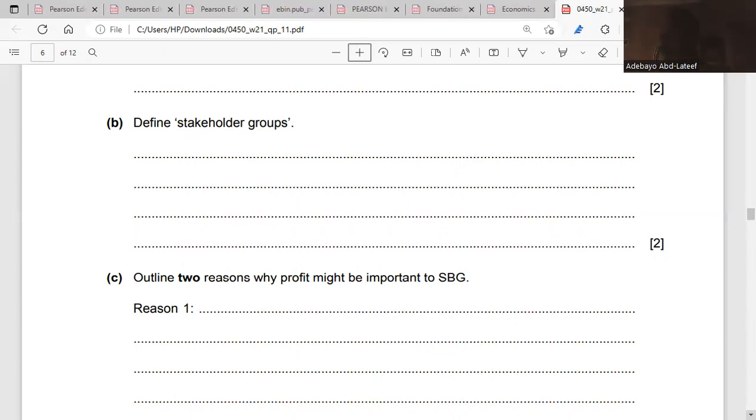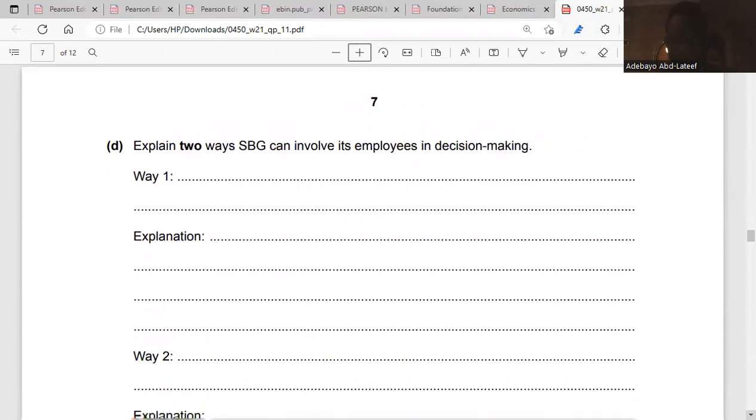Very clear. Okay. D explains the ways SVG can involve its employees in decision making. How do you involve employees in decision making? One, you could be a democratic leader. That means being democratic in terms of leadership. That allows employees to say their minds, their opinions, their ideas about decisions that you're about to take. So you are involving them already because you are a democratic leader. Two, delegation. And what is delegation? Giving people authority to act on your behalf. That allows them to take decisions on their own. That means they are involved in the organization. Is it clear? Very clear. We did D already.